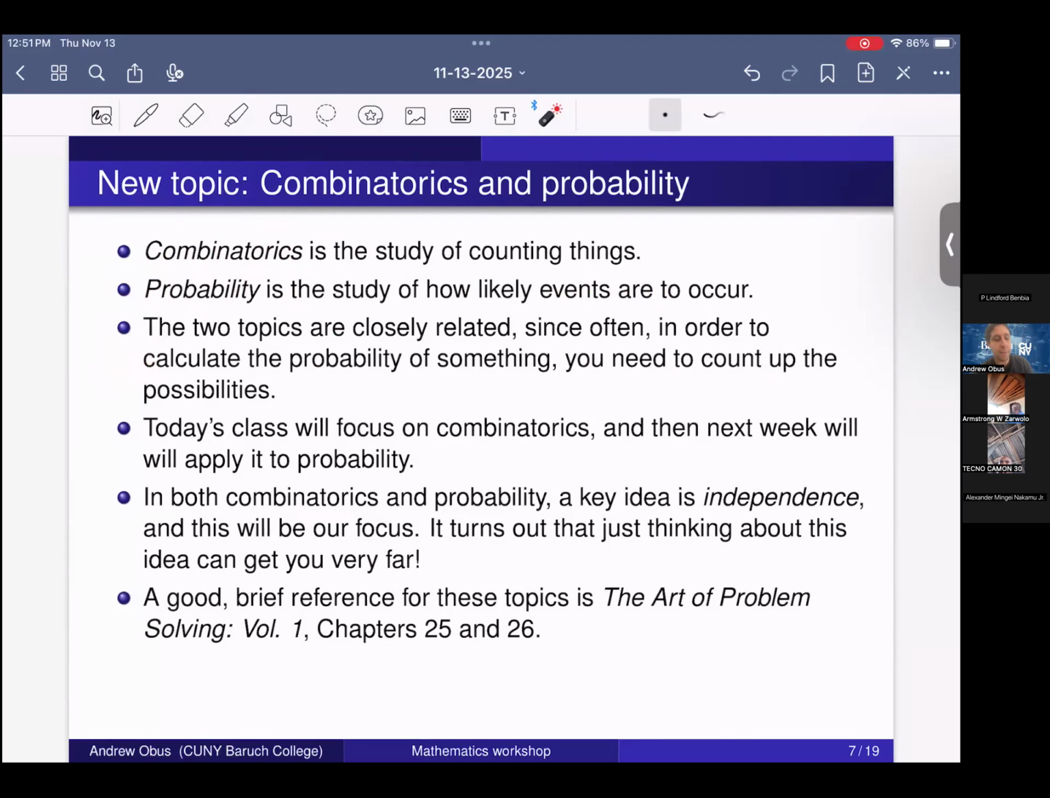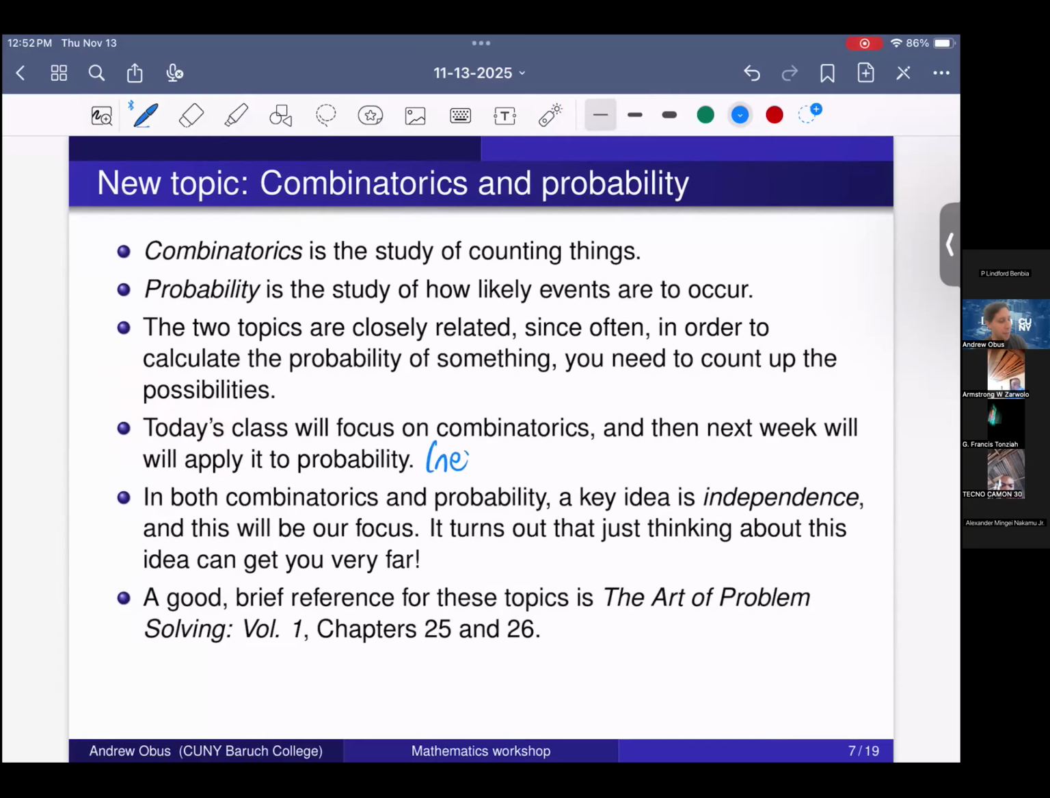But actually, since we're getting such a late start on this, I think next week is going to be mostly combinatorics as well. Okay, so probability will probably have to wait until the week after.